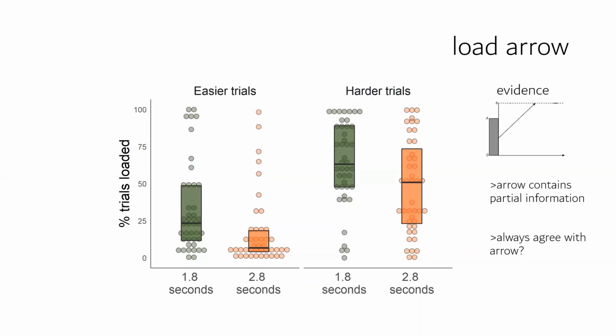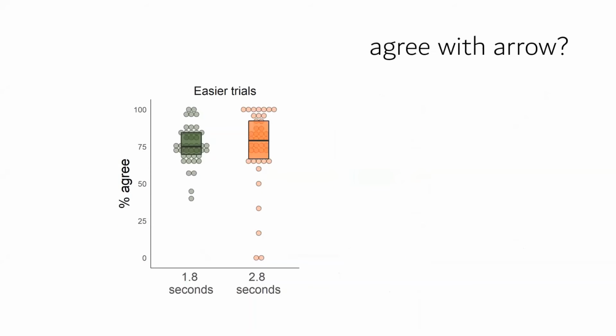Now, when we look at the agreement percentages, it seems like people agree most of the time, but it's worth remembering that participants were generally better at the task than the algorithm was, at least for the easier trials. And so disagreement here is often participants looking at the arrow and thinking, hang on, that's not quite right. I've got to overrule this and go with my own gut judgment.